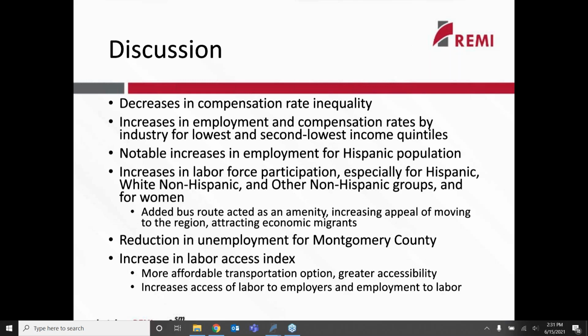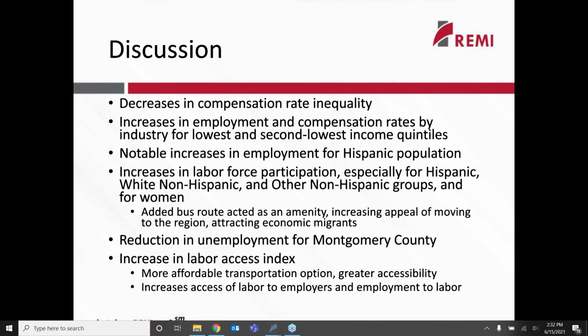And so the explanation there for that increase, that went up until the end of our time horizon, is that an added bus route increased the appeal of moving to the region and attracted more economic migrants. We also saw a reduction in unemployment for Montgomery County, so another good result. And we saw an increase in the labor access index, which showed us that with the more affordable and more accessible transportation option, there were increases in access of labor to employers and employment to labor, and that was reflected in those increases across all of our sectors of interest.